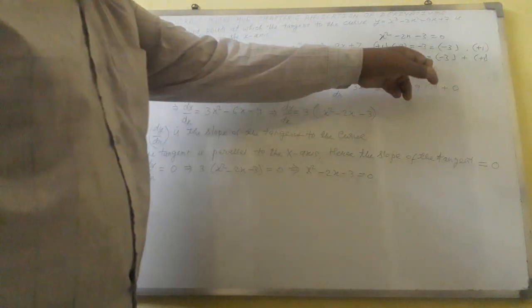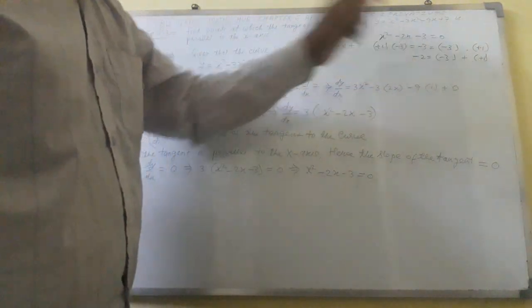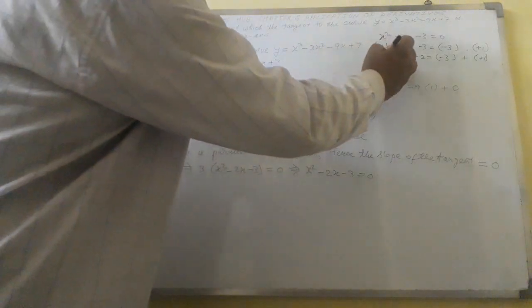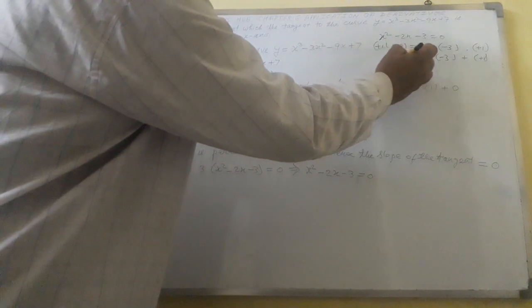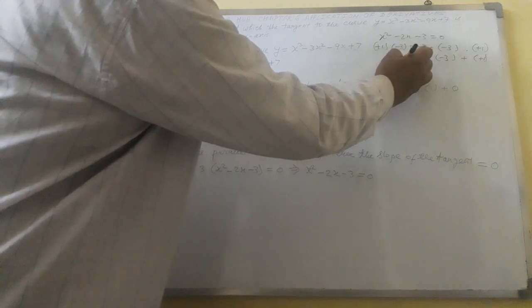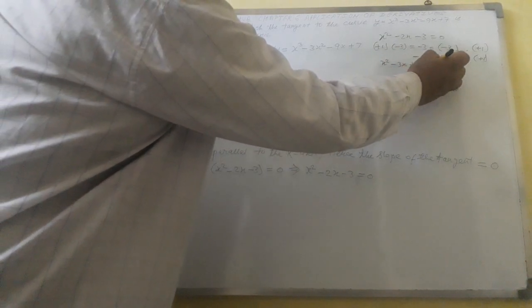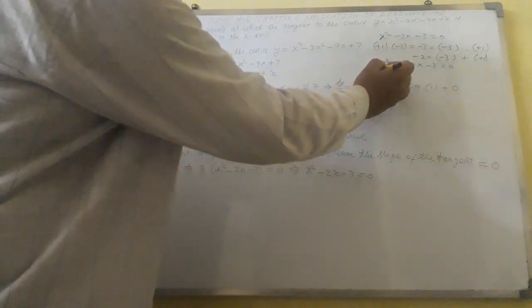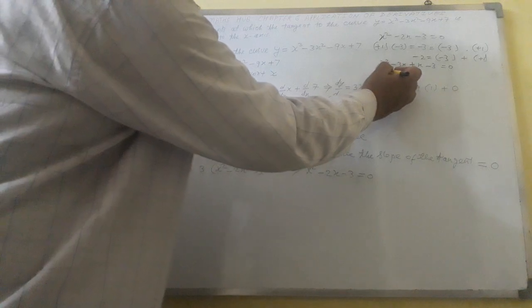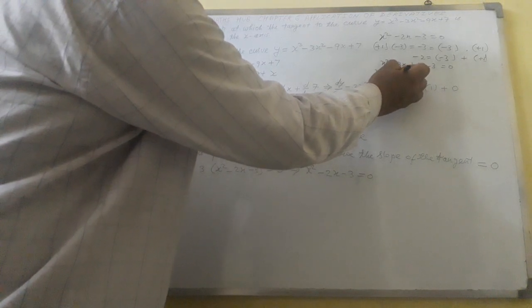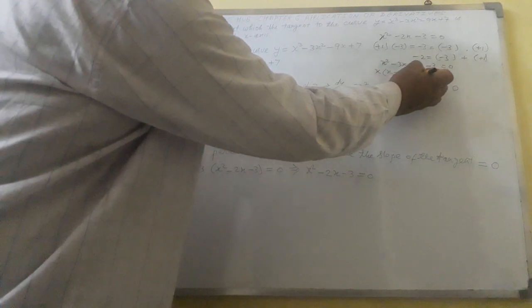Here write plus 1. Now add this one. You have got minus 3 plus 1, you will get minus 2. So here I can factorize very well. x square minus 3x plus x minus 3 equal to 0. This you have got. So now take x as a common. In bracket you will get x minus 3. Here you will take plus 1 as a common.